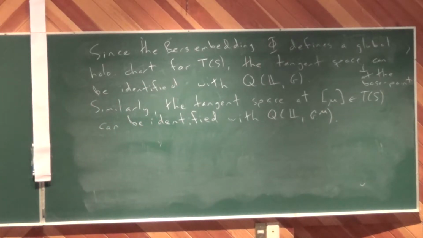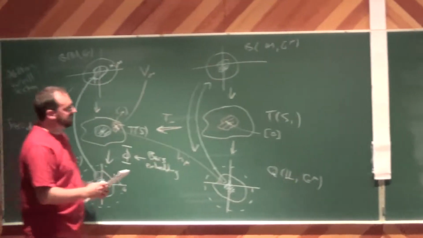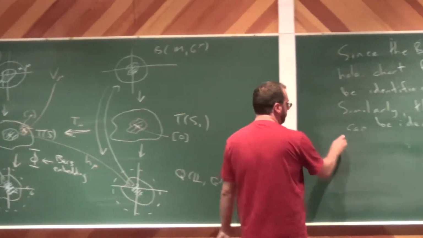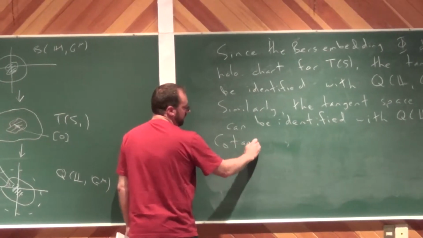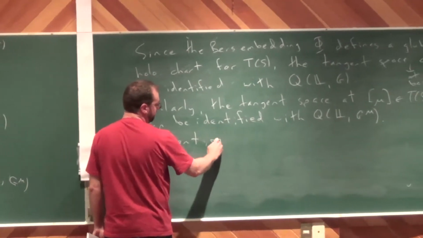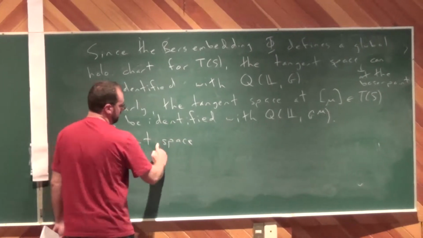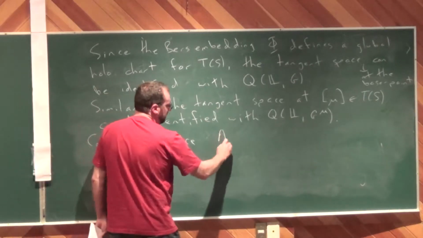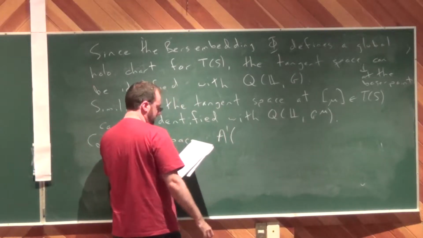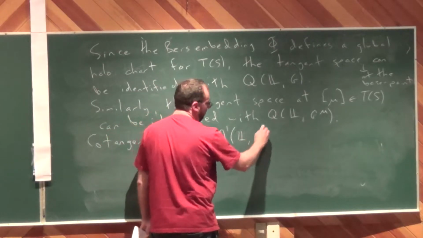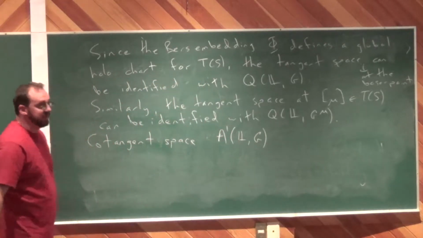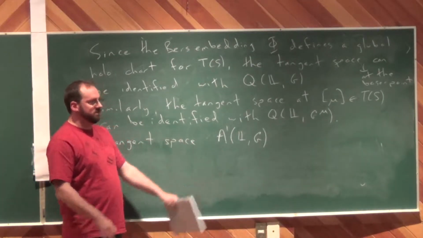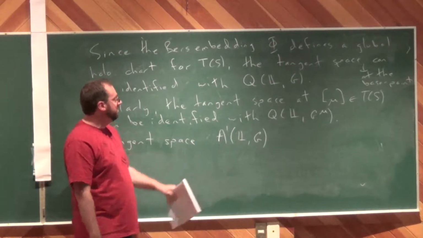So the tangent bundle over Teichmüller space is a collection of all these guys. So what about the cotangent space? Well, it's the Bergman space. Let's call this A1(L,G). I think I briefly mentioned it last time. The A is because this definition involves an area integral, or it's absolutely integrable.